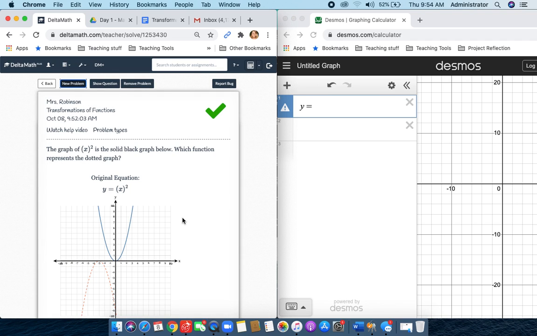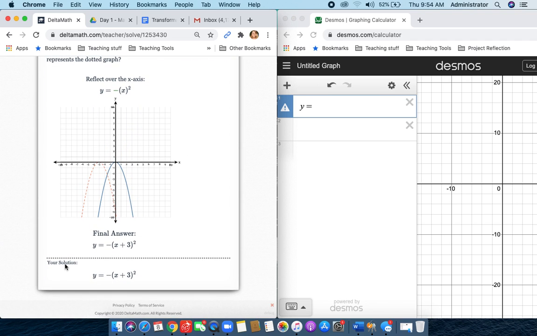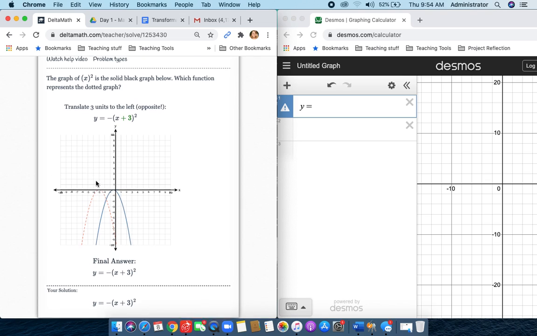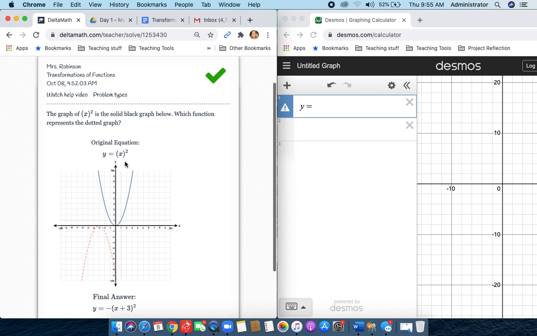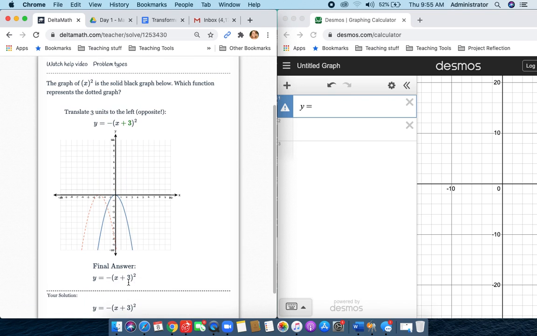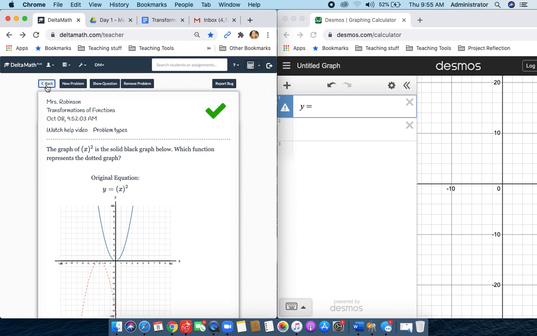So even if you get it wrong, guys, you need to write down maybe the transformations. See how it's explaining right here and showing you? I love these problems. So again, you've got your original equation, you reflect it over the x-axis, and you translate it left 3. Remember, it even tells you here, remember to do the opposite of what you see. If you see plus 3, you need to think negative 3 and go left 3. I love Delta Math.